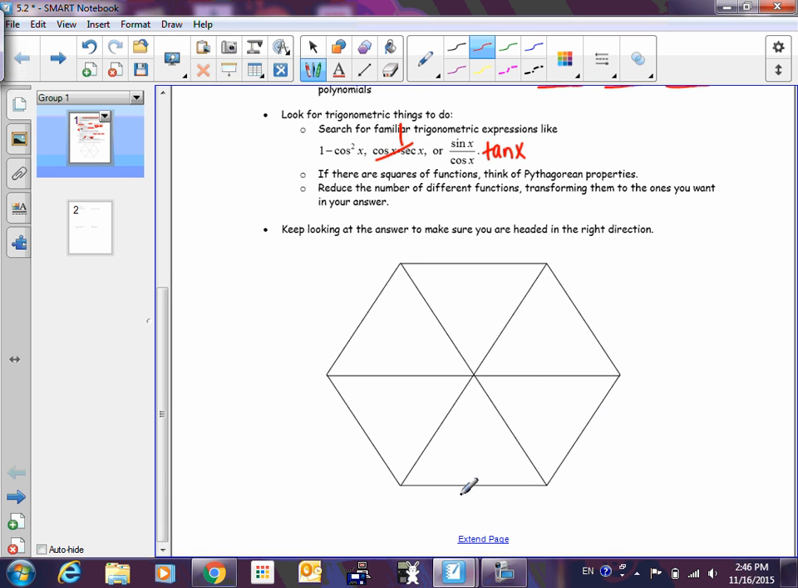So here's another one of those trig hexagons, just for fun. Let's go ahead and fill it in. Now I'm not going to talk. I'm going to be quiet, and if you need a hint, you can look up here.